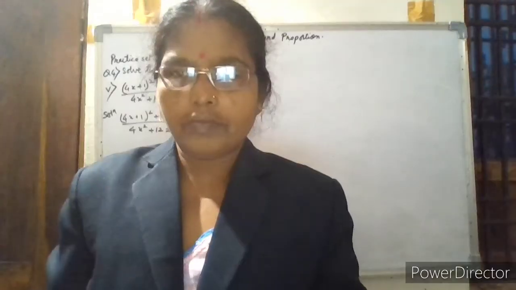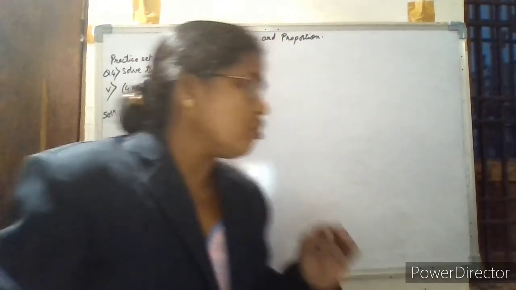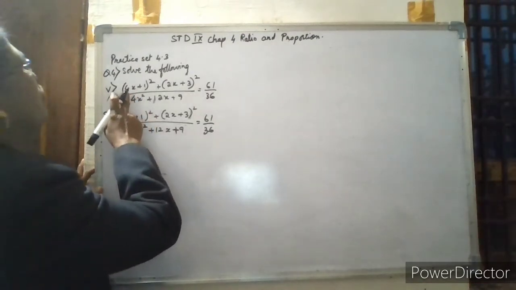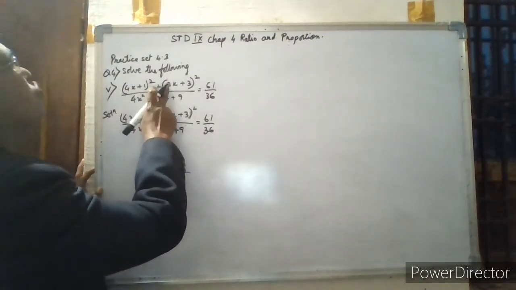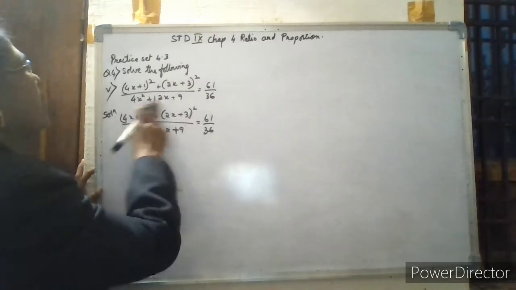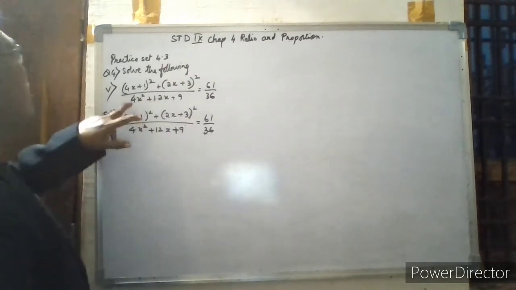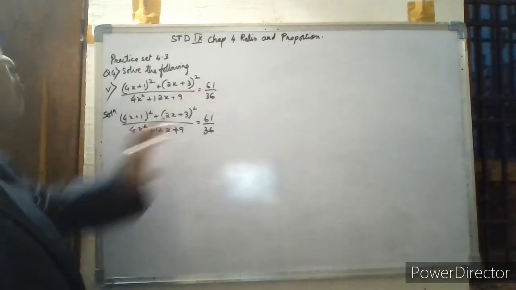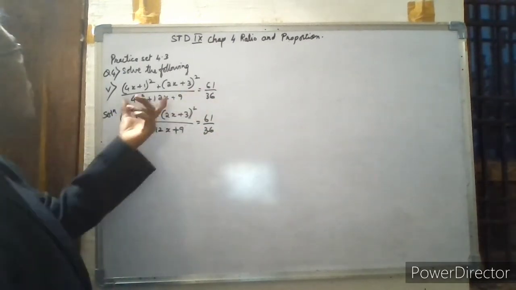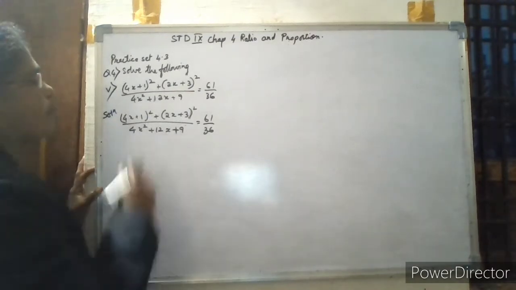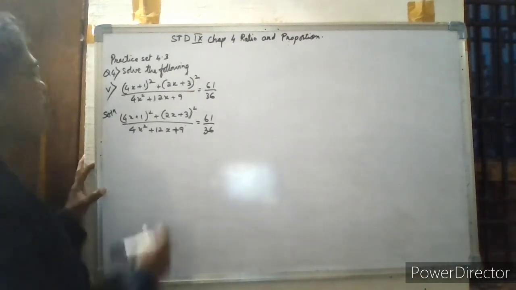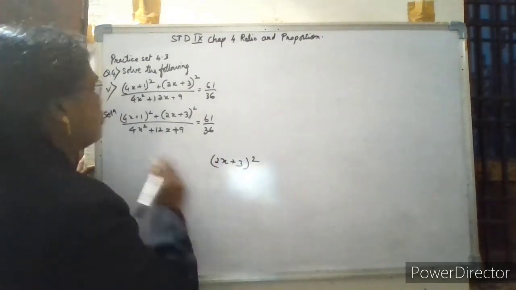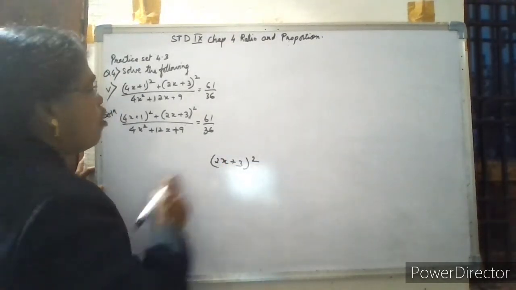Now let us solve the fifth question. See, it is given as 4x plus 1 the whole square plus 2x plus 3 the whole square, and this is given as a quadratic equation 4x square plus 12x plus 9, which is equal to 61 by 36. Now this quadratic is in the expanded form. We can bring it into the short form as 2x plus 3 the whole square.